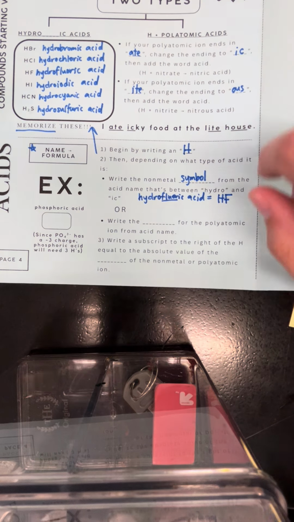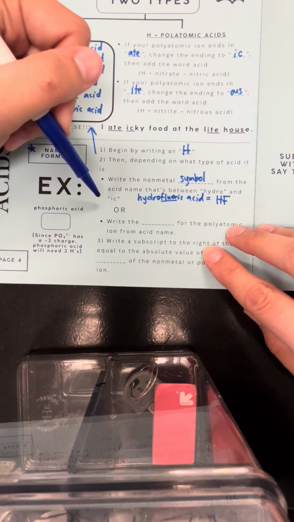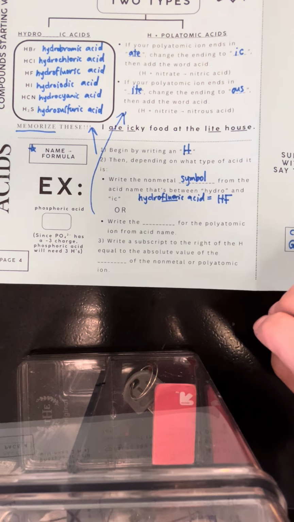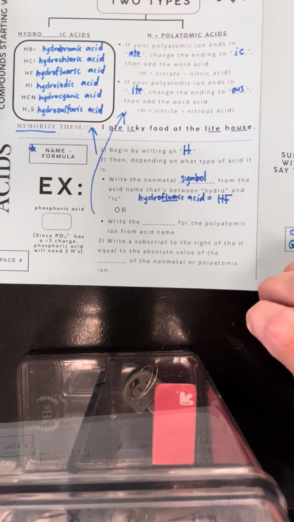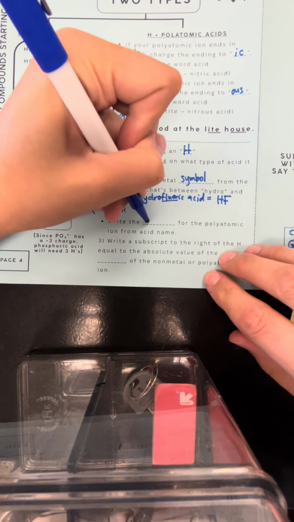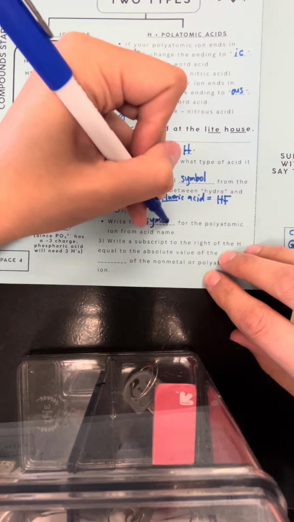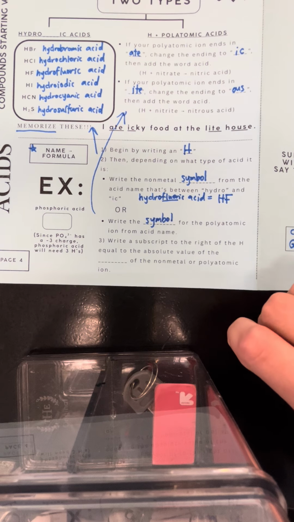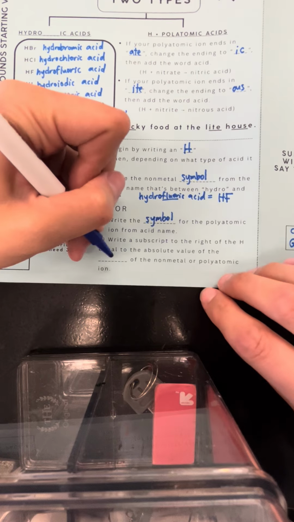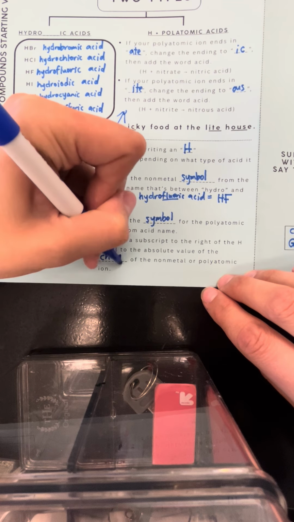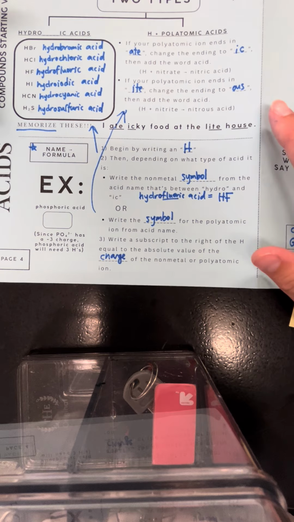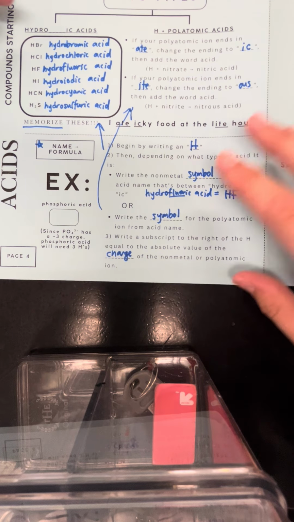Now, if it was one of those H plus polyatomic acids, I would write the symbol for the polyatomic ion from the acid name, and then I would write a subscript to the right of the H equal to the absolute value of the charge of the nonmetal or polyatomic ion. You're probably sitting here thinking, what did she just say? Let me just show you.